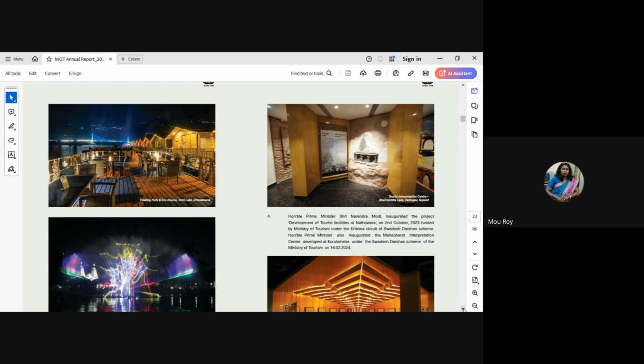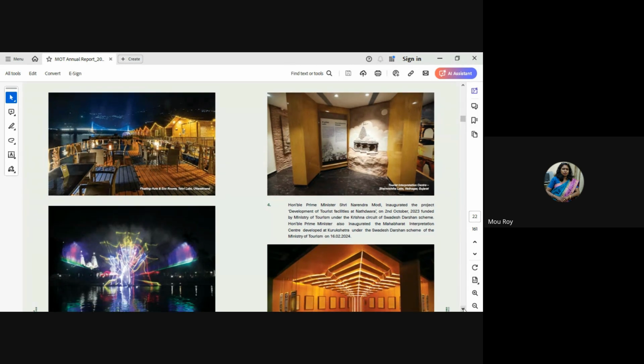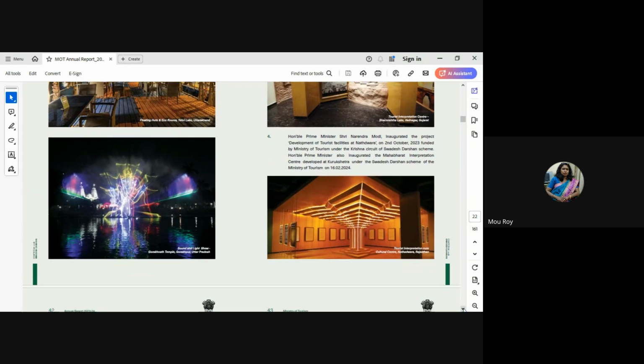And now people are visiting, so these are some pictures of those places. Another thing I wanted to tell you is that they have shown the sound and light show at Gorakhpur temple, Gorakhpur, Uttar Pradesh. These were not there earlier, but in the Swadesh Darshan, they have implemented all this. And in this picture you can see it is mentioned tourist interpretation cum cultural center. It is at Nathdwara, Rajasthan.